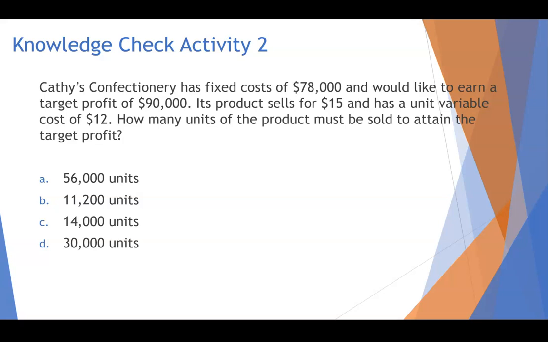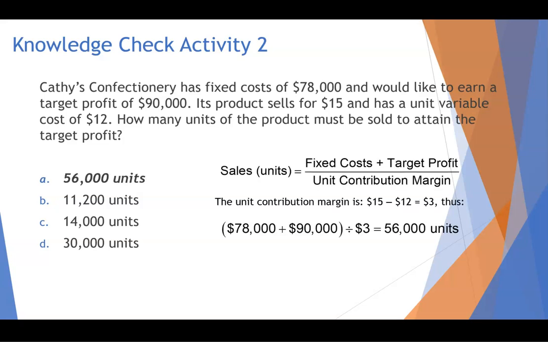Kathy's Confectionery has fixed costs of $78,000 and would like to earn a target profit of $90,000. Its product sells for $15 and has a unit variable cost of $12. How many units of the product must be sold to attain the target profit? If we take the $78,000 plus our profit of $90,000, and divide that by our contribution margin of $3, we see we need to sell 56,000 units.